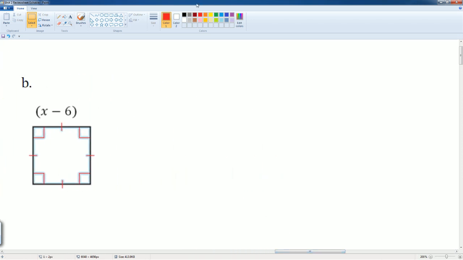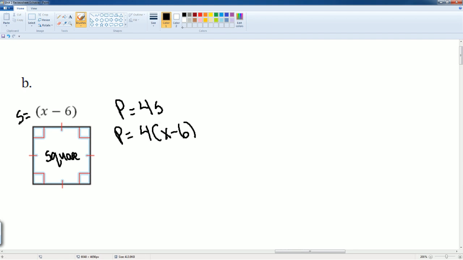What about B? Well, this is a square. This is a square and we want to find the perimeter of a square, which is just 4 of the side here being x minus 6. So the perimeter is equal to 4 parentheses x minus 6. Let's distribute the 4 inside, gets us 4x. Then distribute the 4 to the negative 6, gets you a negative 24. So the perimeter of this square is 4x minus 24.